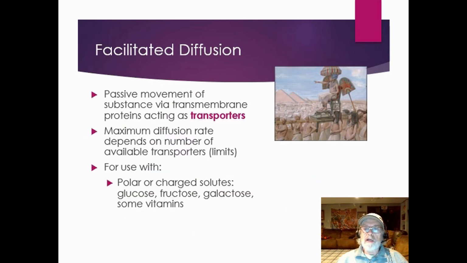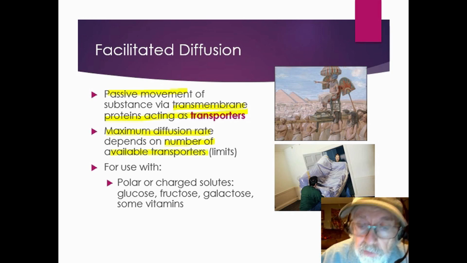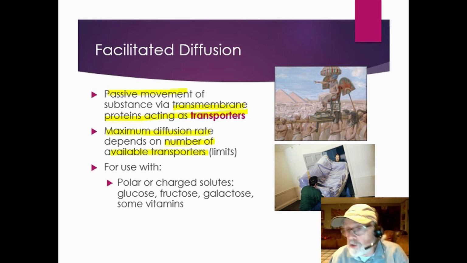Facilitated diffusion is the passive movement via transmembrane transporters, and these transporters carry something across, like we talked about. So it's passive movement, it does not require energy, via the transmembrane proteins, and they act as transporters. Another factor we have to think about for the maximum diffusion rate is the number of available transporters. In other words, if the cell membrane only has a limited number of transporters, I'm only going to get a limited amount of stuff across that membrane.